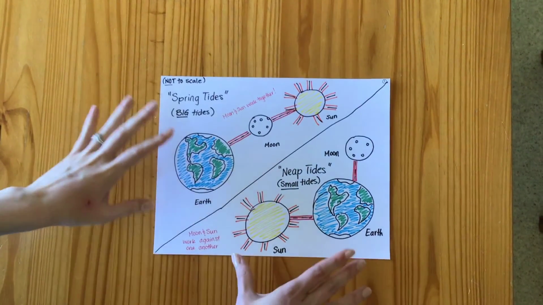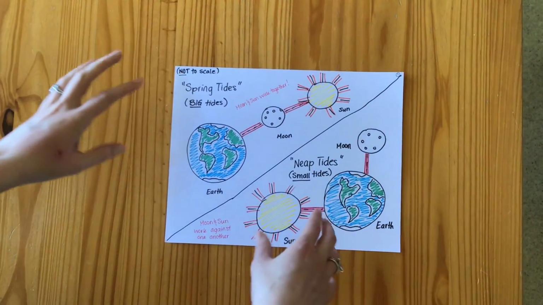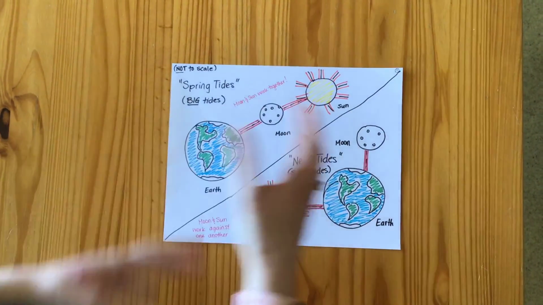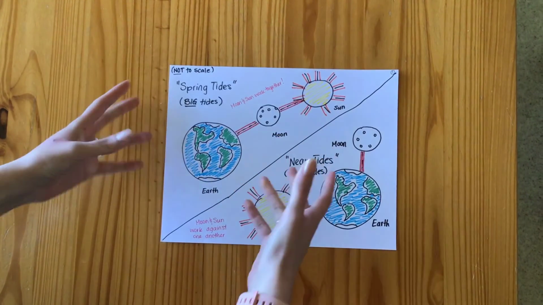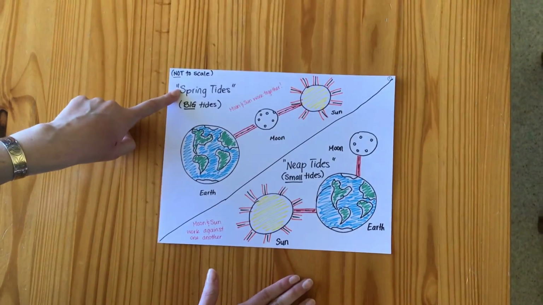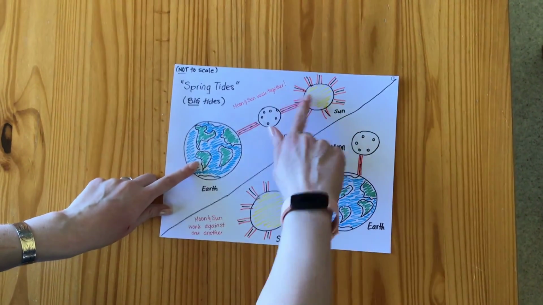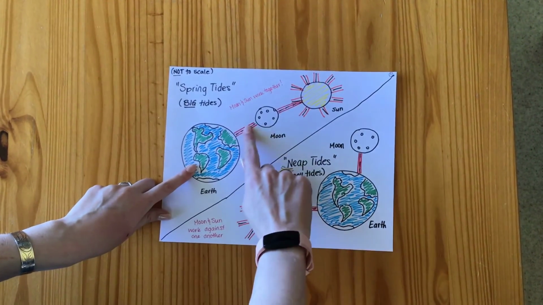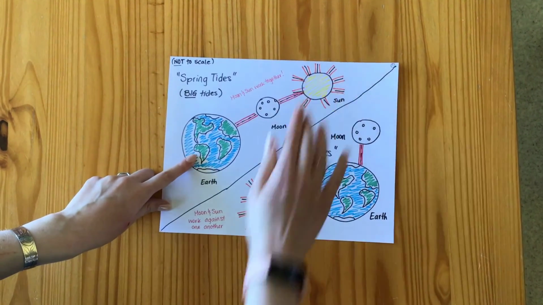So this is the difference between spring tides and neap tides. This week we're using some diagrams to try and help understand some of these really complex theories. When we get really big tides, we call them spring tides. This is when the Earth, the Moon, and the Sun are in one line. That means the gravitational force, indicated by these red lines, are all pulling together, which makes really big tides.